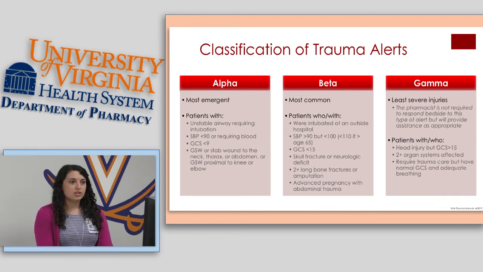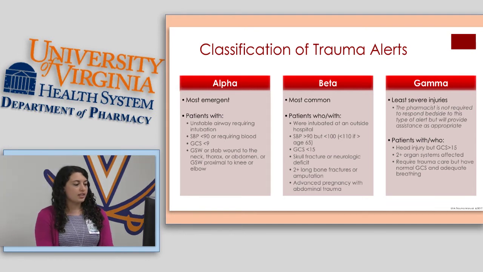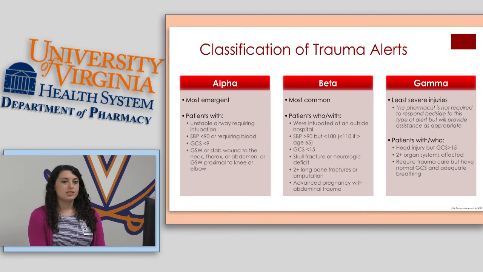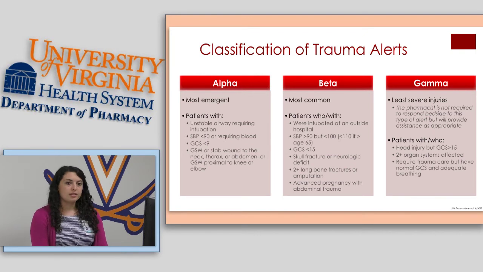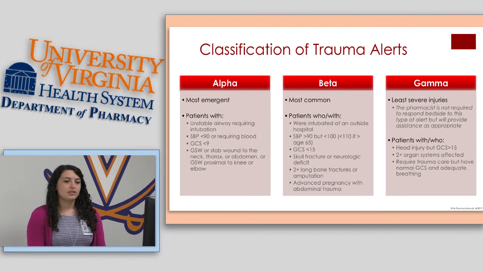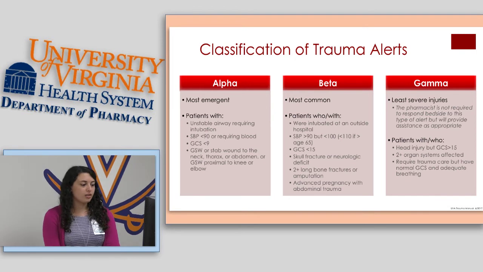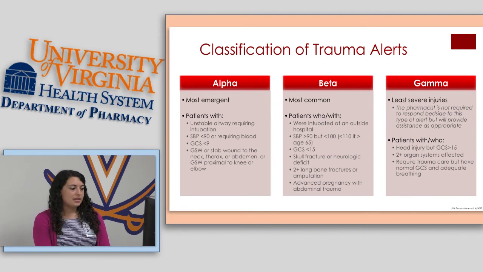A beta alert is the one you'll see most often. So these patients could also require intubation, but they are already intubated out in the field with the emergency medical responders, but sometimes we may need to redo that in the hospital in a more clean area once they arrive to us. Their blood pressure could also be low, but not as unstably low as the alpha alerts. Their GCS can be less than 15, but if they're less than 9, they would be upgraded to an alpha alert. And then this would also include any skull fractures or neurologic problems, so any type of injury to the head.